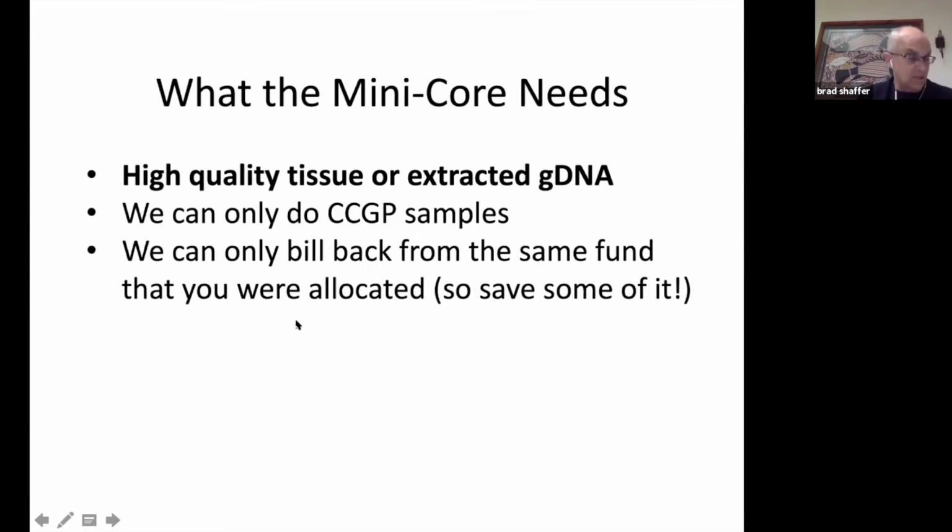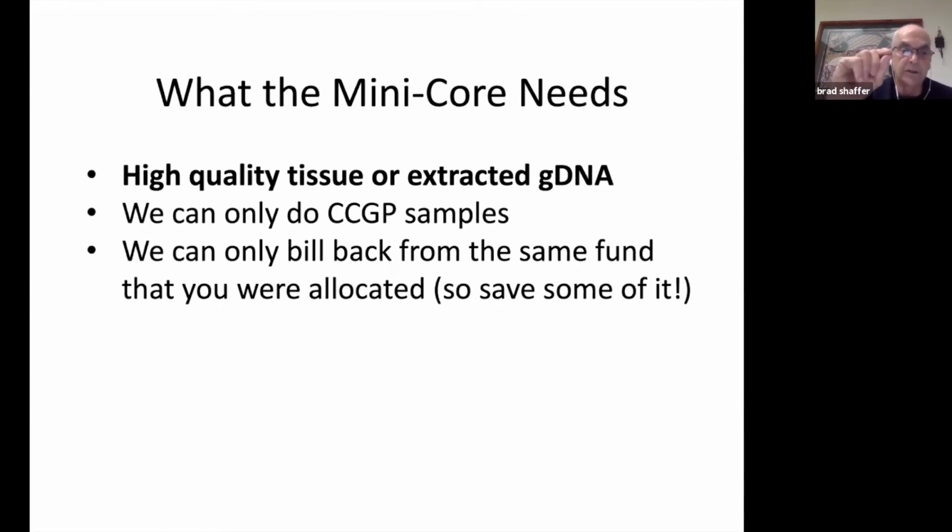Okay, so let's say that you decide you want to go with the mini core. What do we need? We need decent samples, okay? We need reasonably high quality tissue or extracted genomic DNA. You may have already used this stuff for, I don't know, a RAD study or something like that. If you have that extracted genomic DNA, as long as it's high quality, you can do some quick QCs on it and send it to us and save yourself a little money.